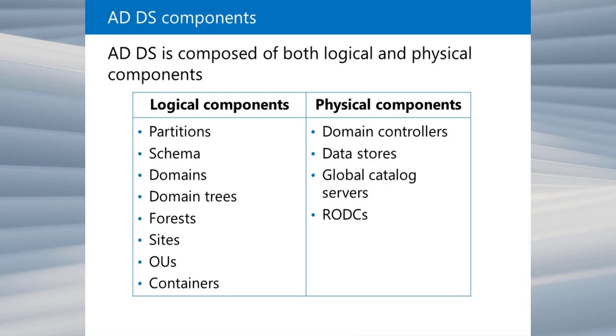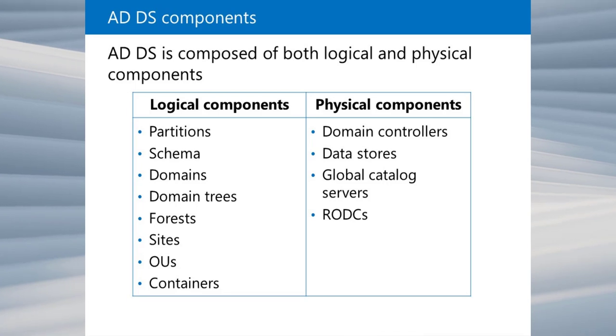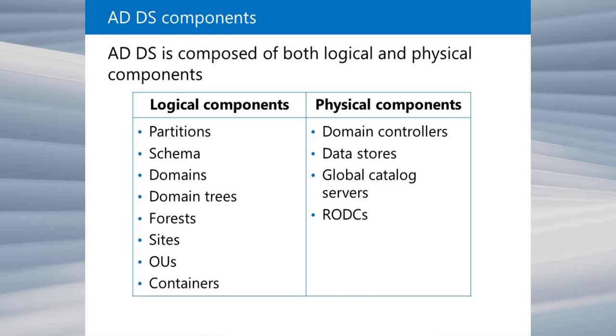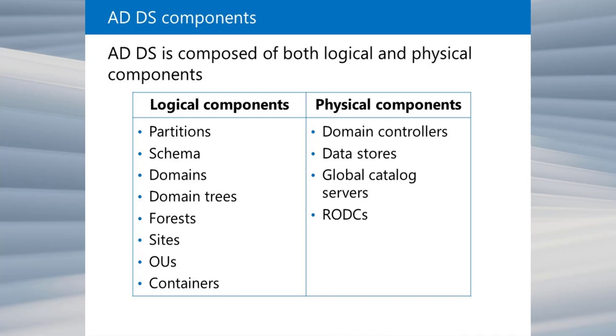Logical components. ADDS logical components are structures that you use to implement an ADDS design that is appropriate for an organization. The following table describes the types of logical components that an ADDS database contains. Partition: a partition, or naming context, is a portion of the ADDS database.